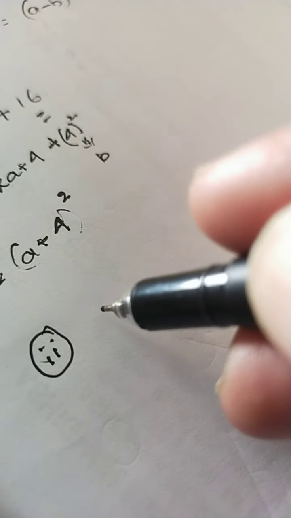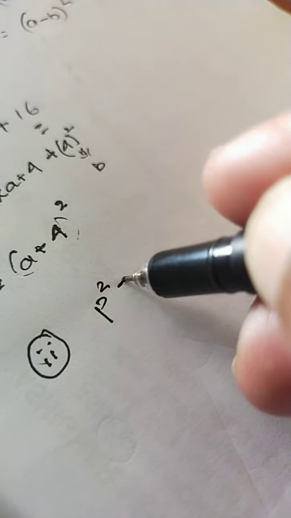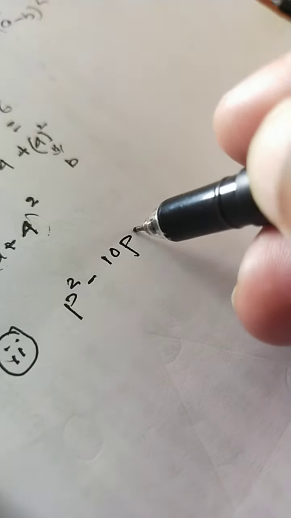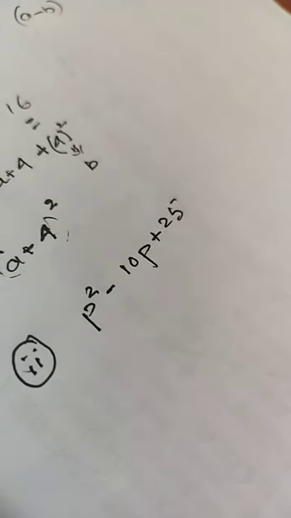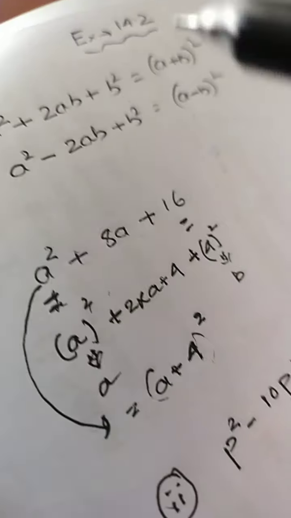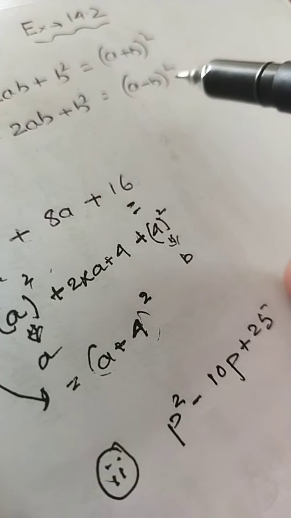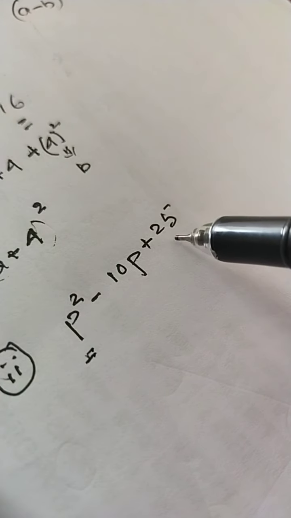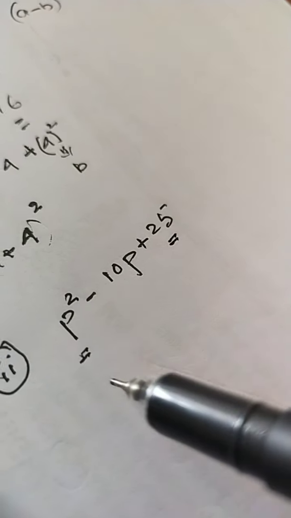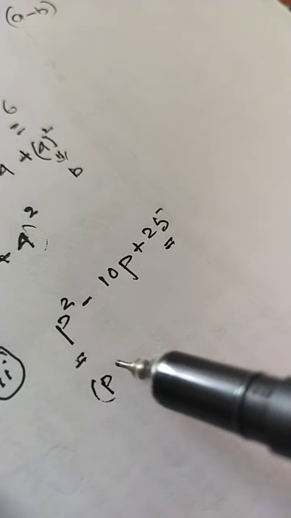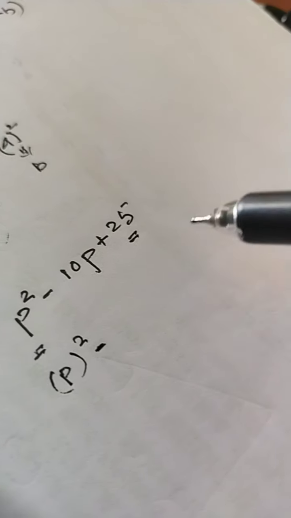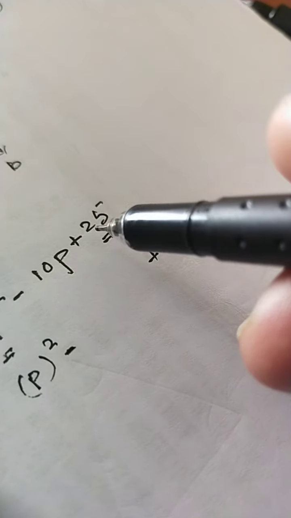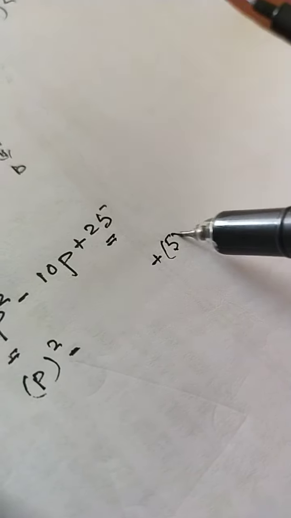So sum number 2 is p square minus 10p plus 25. Now you see one minus sign is there, so obviously we have to change it to a minus b whole square this time. Now again we will concentrate on the first term and the last term, so we have to change it to whole square form. So p square will be written as p square, we will put minus sign here, then 25 will be written as 5 whole square.